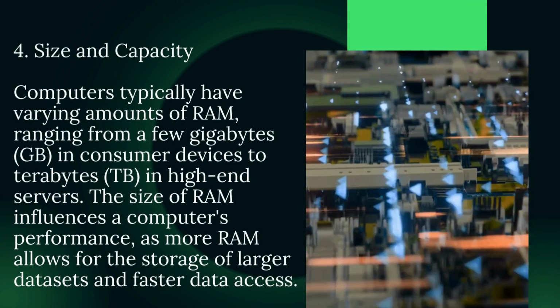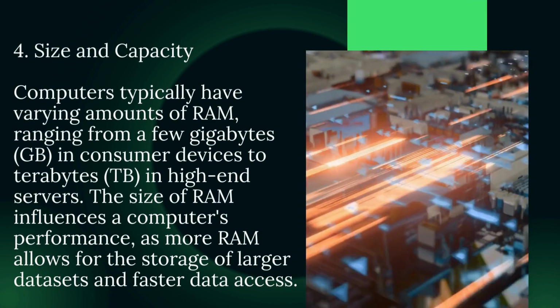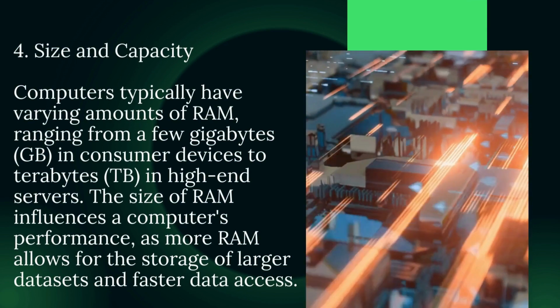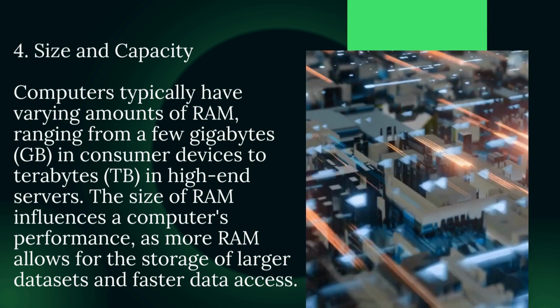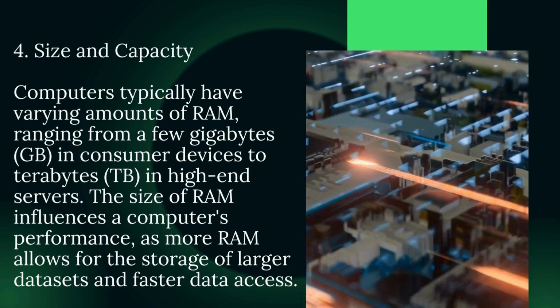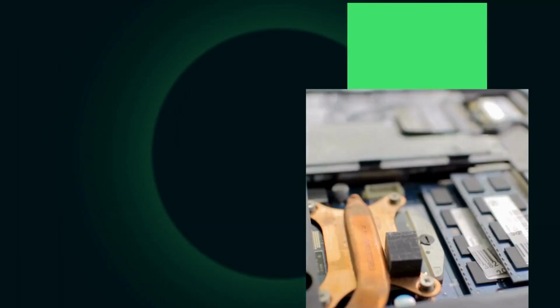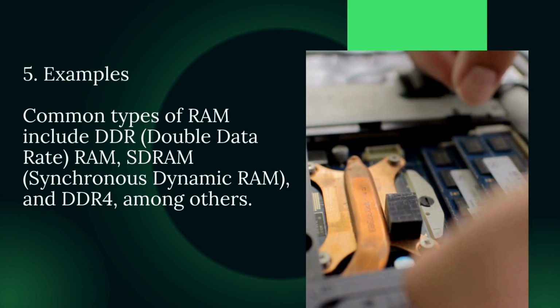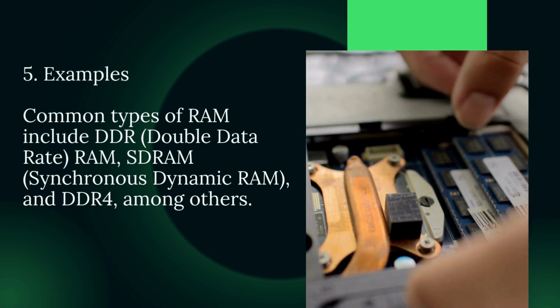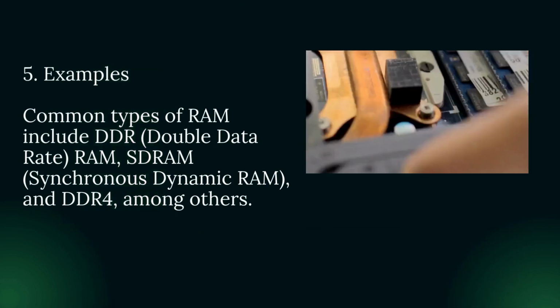4. Size and capacity. Computers typically have varying amounts of RAM, ranging from a few gigabytes, GB, in consumer devices to terabytes, TB, in high-end servers. The size of RAM influences a computer's performance, as more RAM allows for the storage of larger datasets and faster data access. 5. Examples. Common types of RAM include DDR, double data rate, RAM, SDRAM, synchronous dynamic RAM, and DDR4, among others.